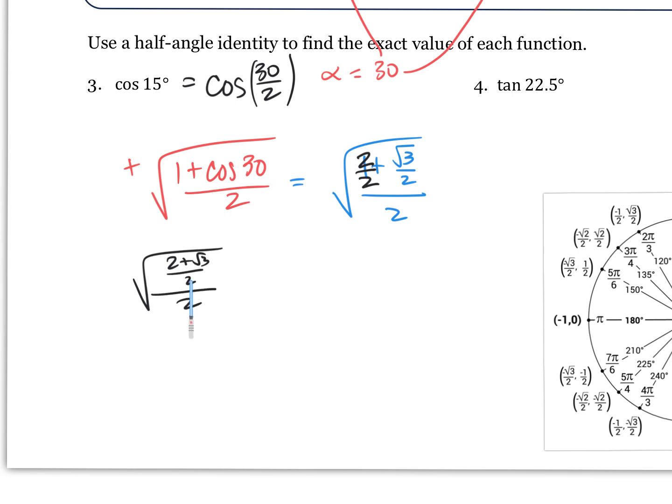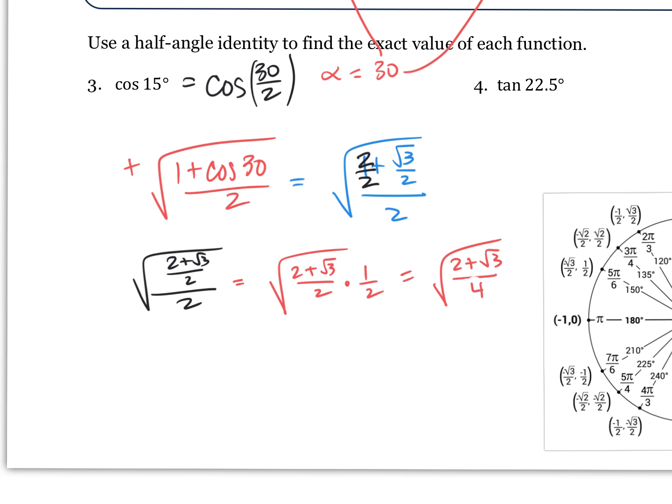Do these 2's cancel? Why not? It's not in the denominator. If it was, they would cancel, but it's not. So we have to think: dividing by 2 is the same as multiplying by 1/2. So I've got a root of 2 plus root 3 over 2, divided by 2, which is the same as multiplying by 1/2. Multiply straight across: 2 plus root 3 times 1 is just 2 plus root 3, over 2 times 2, which is 4.